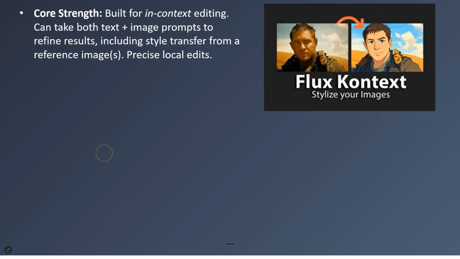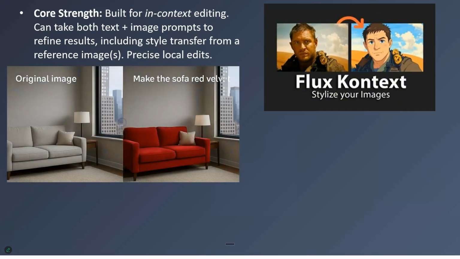Okay. So what in-context editing is, you can give it either a text prompt or an image prompt, and you can upload an image of your own, or you can create an image in it, and then you can do the following kinds of things. Here's the original image. You can write in text and say, make the sofa red velvet, and it will do that without changing anything else.